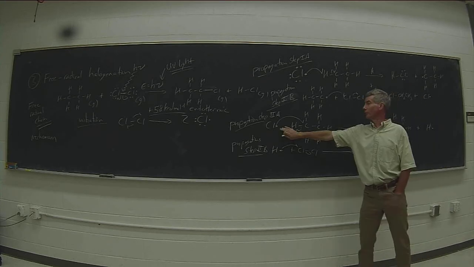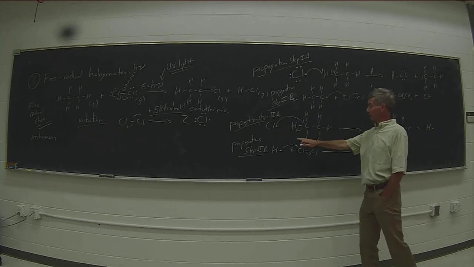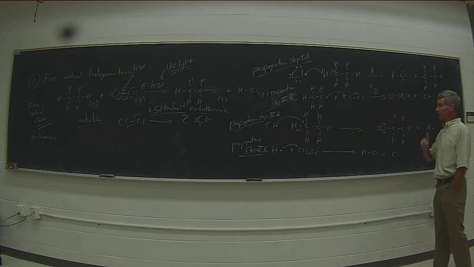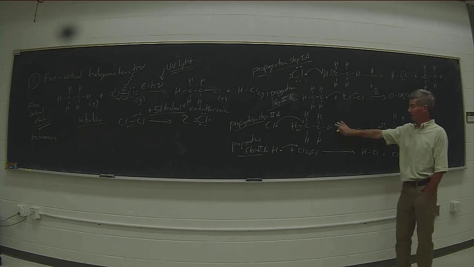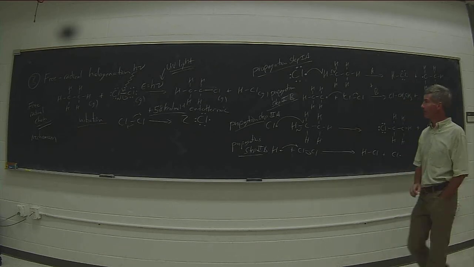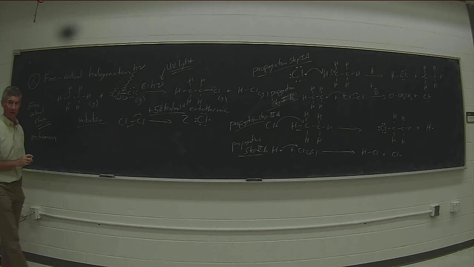The chlorine radical that we use in propagation step 2A is regenerated in propagation step 2B, and the hydrogen radical that's produced in propagation step 2A is used in propagation step 2B. So again, the overall reaction would be ethane plus chlorine yield chloroethane plus HCl. One of these mechanisms is going to be more favorable than the other. And to determine which, we need to calculate the enthalpy of reaction for each of those steps.